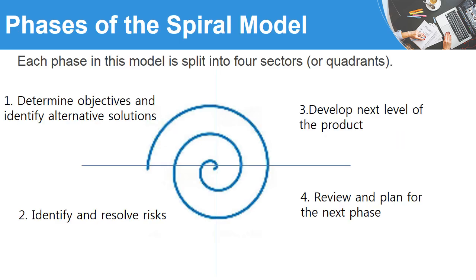Each phase of the spiral model is divided into four sectors or quadrants. In the first quadrant, we determine objectives and identify alternative solutions. In the second quadrant, we identify and resolve risks. In the third quadrant, we develop the next level of the product. And in the fourth quadrant, we review and plan for the next phase.